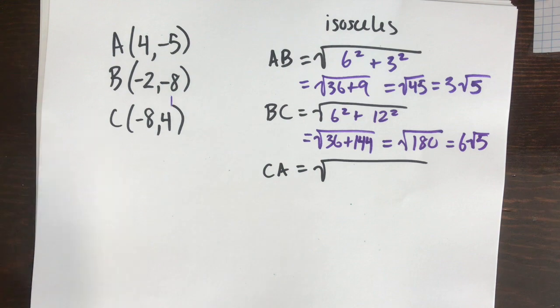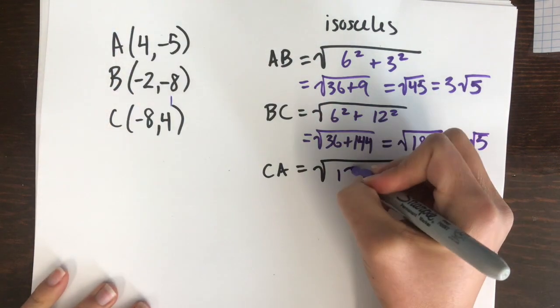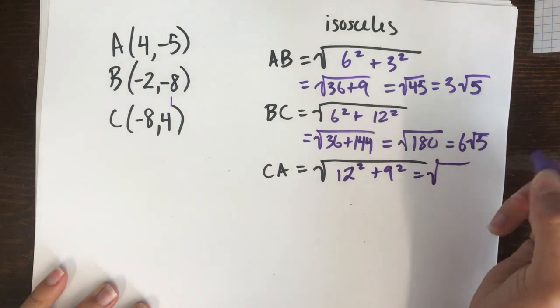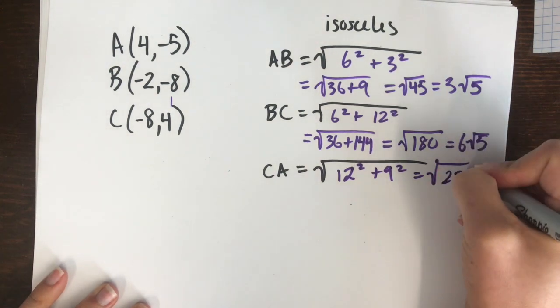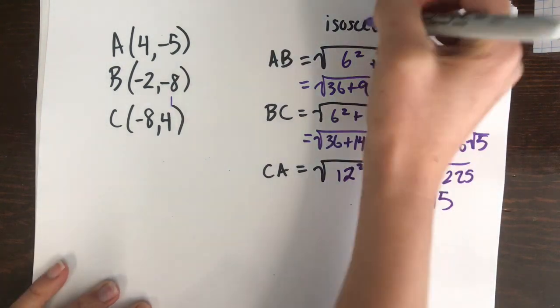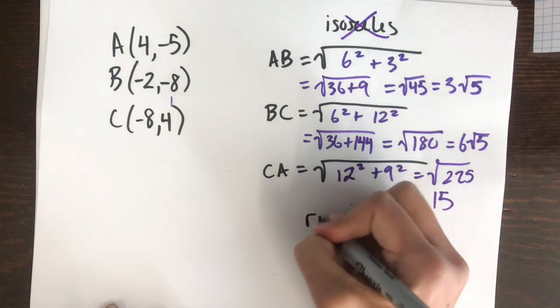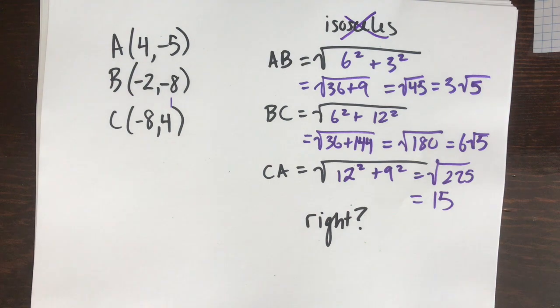What is that? Okay, well, it's 4 and 8. How far apart are those? 12 apart, right? And then -5 and 4, which are 9 apart. I square both those things and then take the square root, and I end up with a square root of 225, which is 15. Okay, so it's not isosceles, right? Because none of those sides are equal. They're all different.